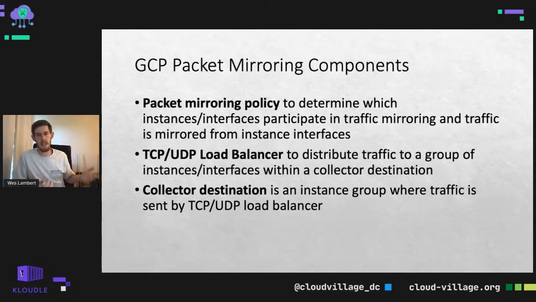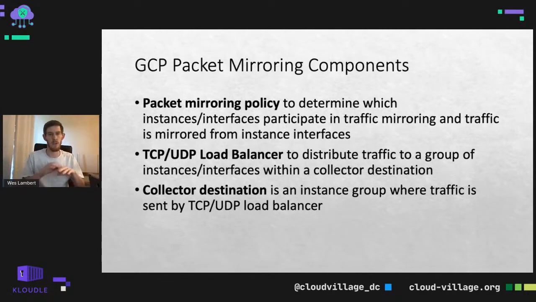And when that traffic gets mirrored, it has to go to a TCP/UDP load balancer. What this load balancer does is distribute that traffic that's mirrored from those instances and split it up across a collector destination. That collector destination can be one instance, or it can be multiple. It can be an instance group, where you have instances that spin up and each handle a certain part of the load. That's the purpose of this.